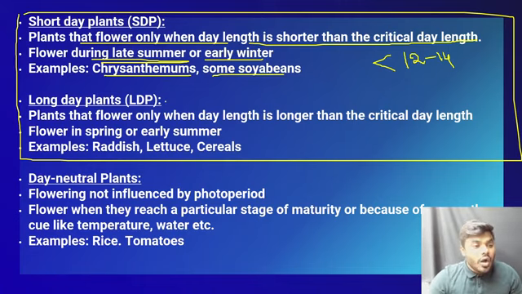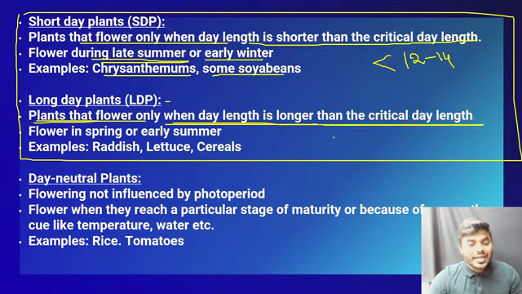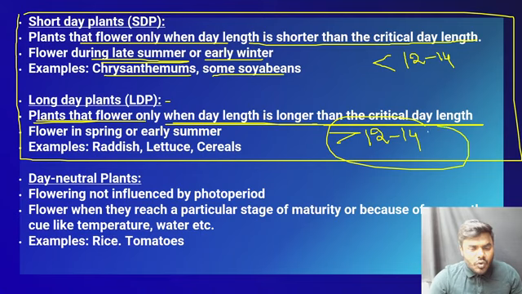Next one, long day plants. Everyone listen. Plants that flower only when day length is longer than the critical day length, which means that when the plant is using more than 12 to 14 hours to initiate the process of flowering, then only can we call them, friends, long day plants. Kindly don't forget the examples: radish, lettuce and sorrel.